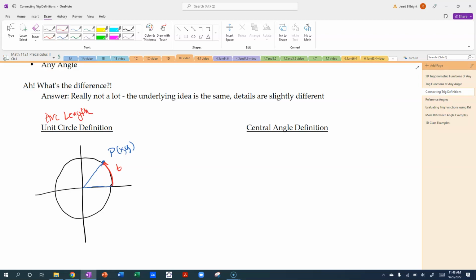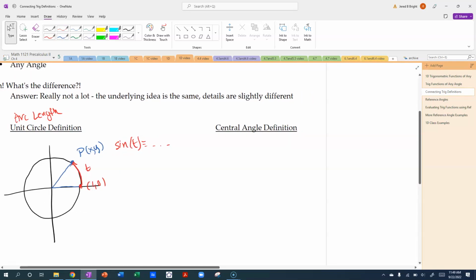But we traced the edge of the unit circle from the point 1, 0 up to P of xy, and then said, okay, we could talk about sine of t being something there, okay? Being how far we traced along there in the y direction, right? And then later on, we came back and said, oh, no, we don't need to talk about arc length. We can talk about a central angle instead.